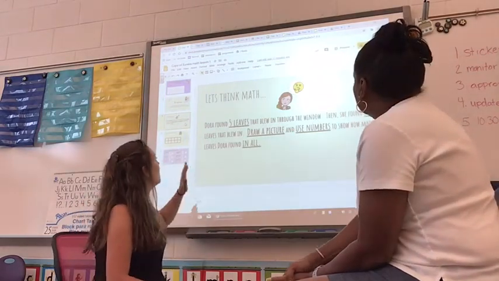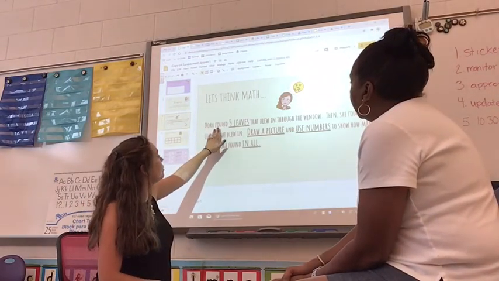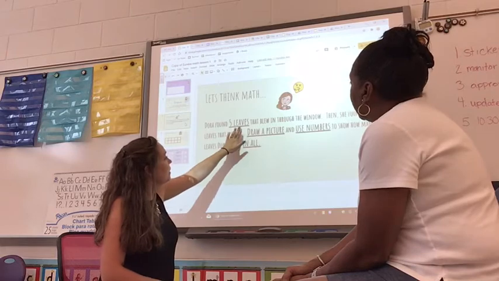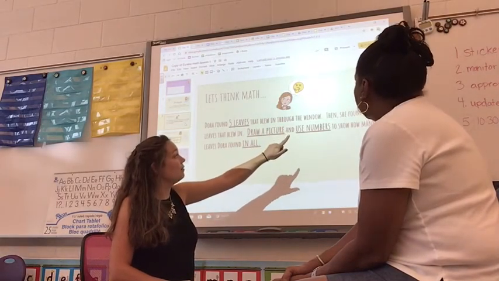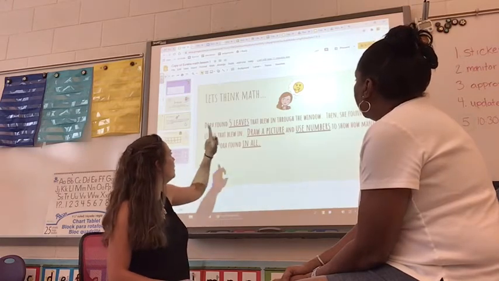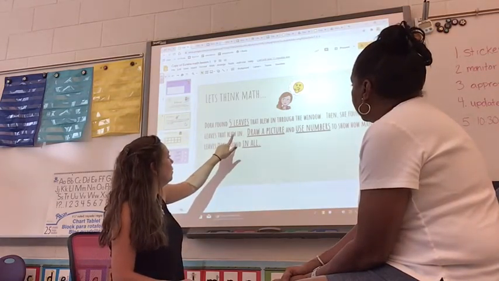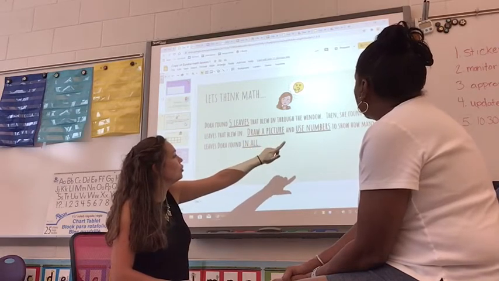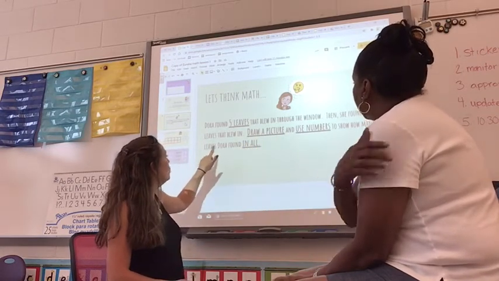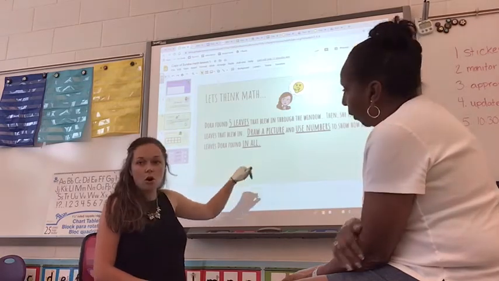Let's listen about Dora. It says, Dora found 5 leaves that blew in through the window. Then she found 2 more leaves that blew in. Draw a picture and use numbers to show how many leaves Dora found in all.